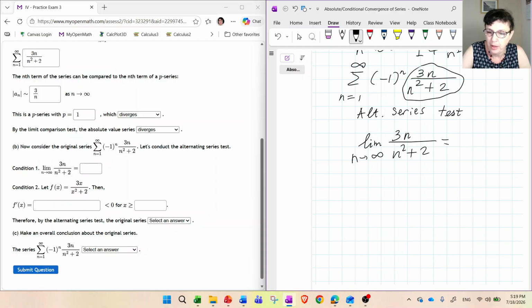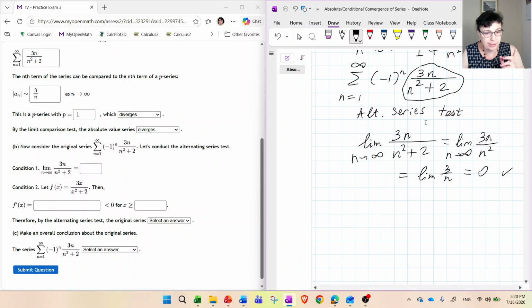You did check it. Again, you could divide everything by n squared, and you will see that it's going to be like 3 over n. That goes to 0. So anyway, this limit is just like this. In my book, I'm okay with that kind of proof, and this is just going to be 3 divided by n, which is 0. Okay, check. So that's condition number 1.